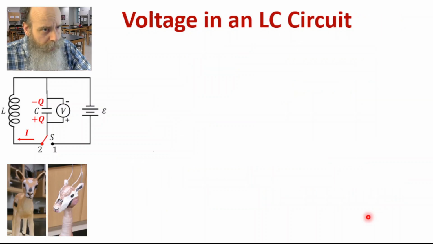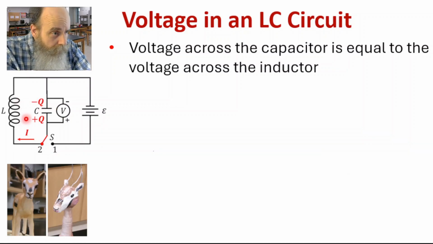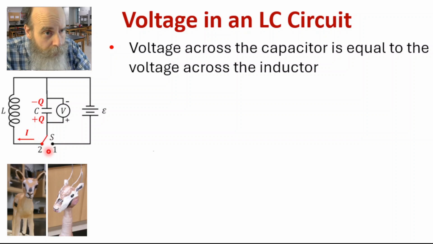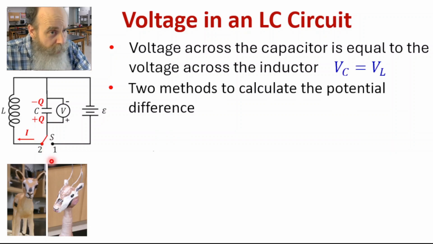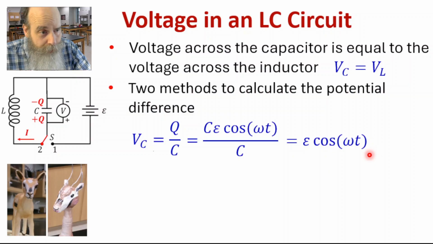Let's look at the voltage in the LC circuit. The voltage across the capacitor is equal to the voltage across the inductor. That's clear. The inductor and capacitor are connected together, so they must have the same voltage across them. So VC equals VL. There are two methods to calculate the potential difference. First, we could calculate it from the capacitor, Q over C. Put in our Q, CE cos omega t, divide by C, and we get E cos omega t.